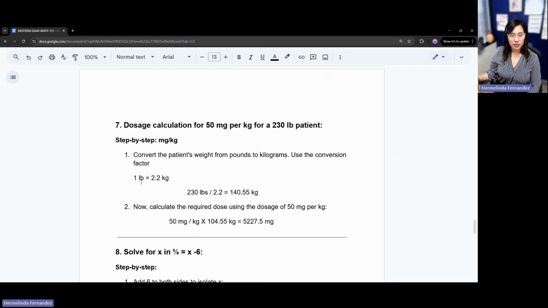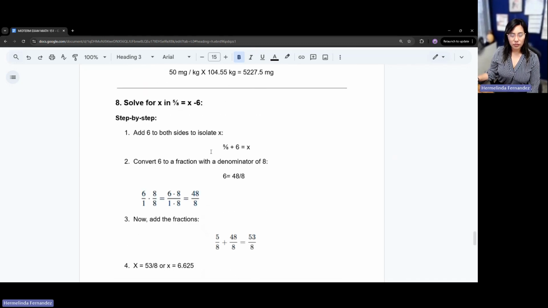So we are going to be using this conversion. 1 pound equals 2.2 kg, okay? So we know we have to plug that in, that 230 pounds divided by 2.2 would equal 104.55 kg, okay? Now, in order to calculate that, you have to plug that in. So you have 50 mgs times, or per, remember per is times, per 104.55 kg, and then your answer is 5227.5 mg, okay?